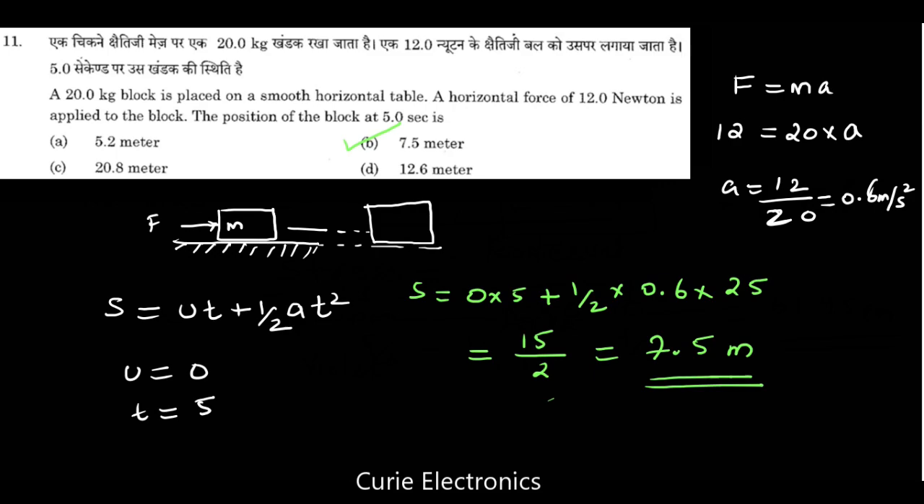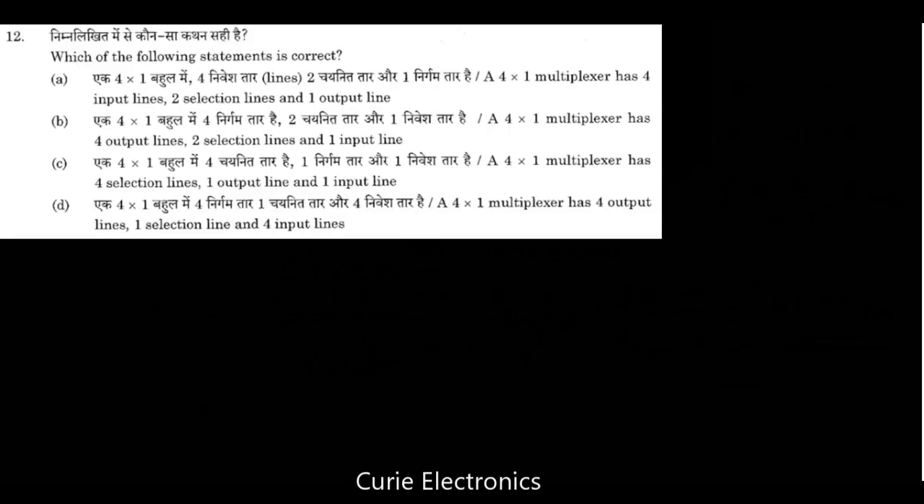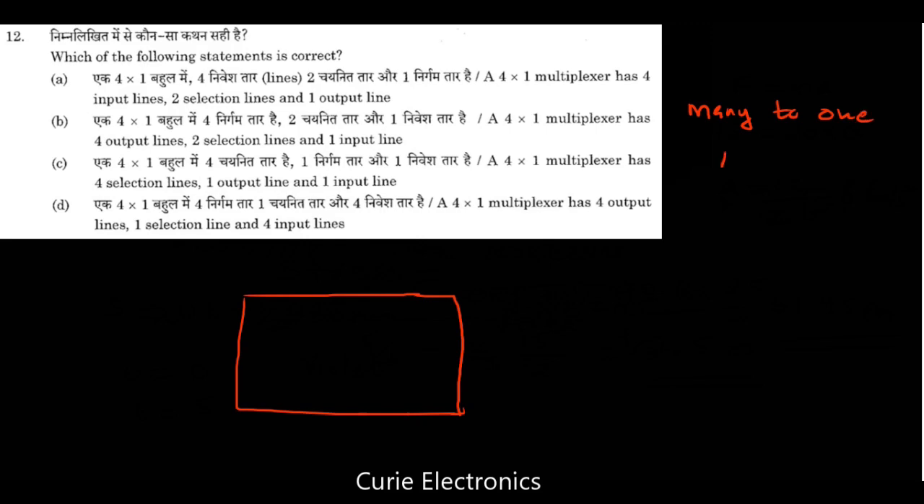Let's move to the 12th question. It is based on which of the following statement is correct. So let's see what a 4x1 multiplexer is. A multiplexer means many to 1, that means many inputs will be there. Many to 1, that is the multiplexer or mux.